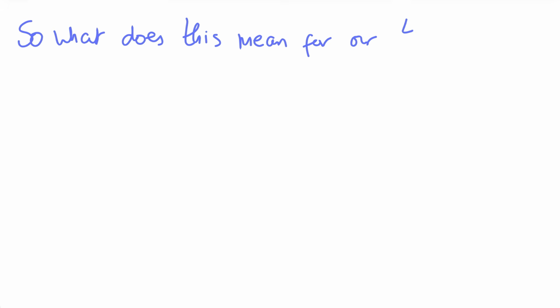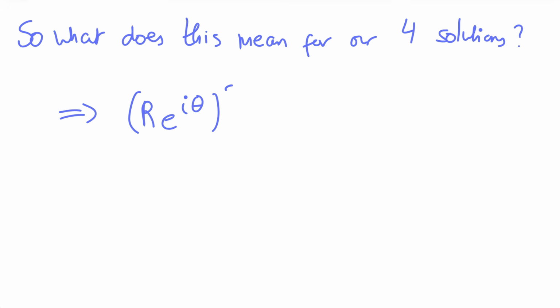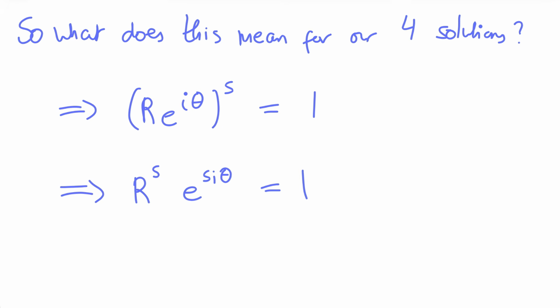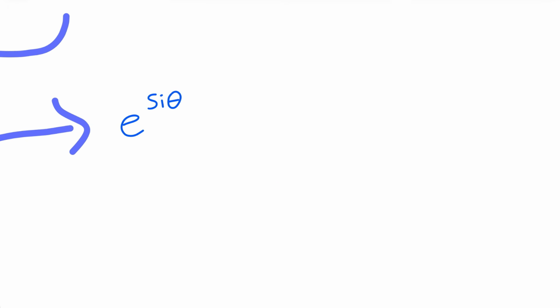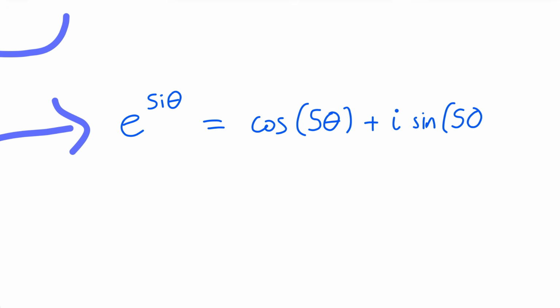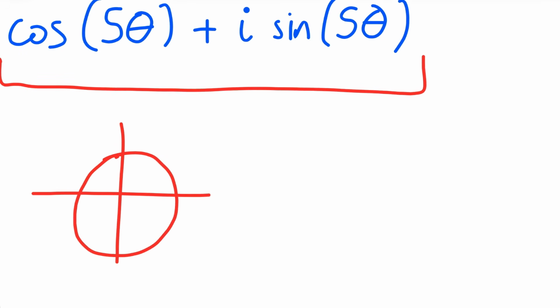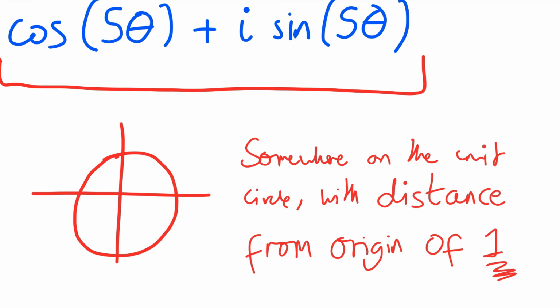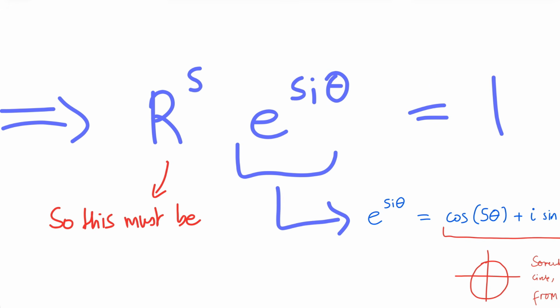Now, what does this mean for our 4 missing solutions? Well, if we write them in Euler form, what we're saying is that r times e to the i theta, all to the fifth, equals 1, which means that r to the fifth times e to the 5i theta is equal to 1. And now since the e to the 5i theta bit is equal to cosine 5 theta plus i sine 5 theta, this just corresponds to a point on the unit circle, so that has a distance from the origin of 1, which means that r to the fifth also has to equal 1.